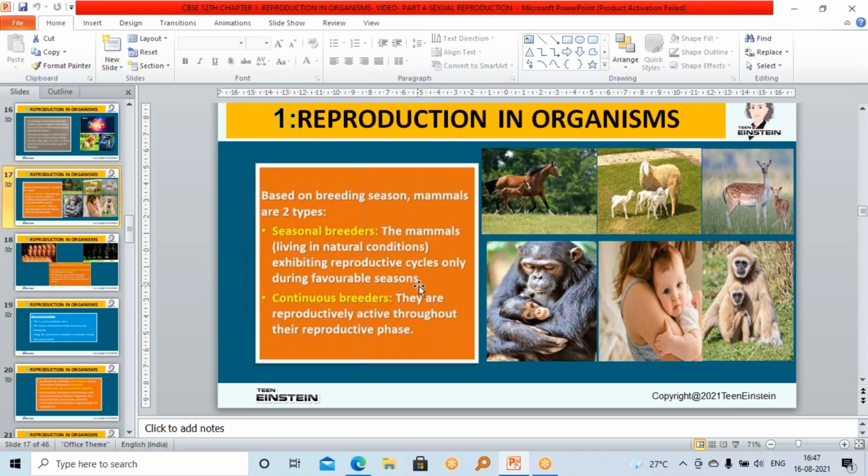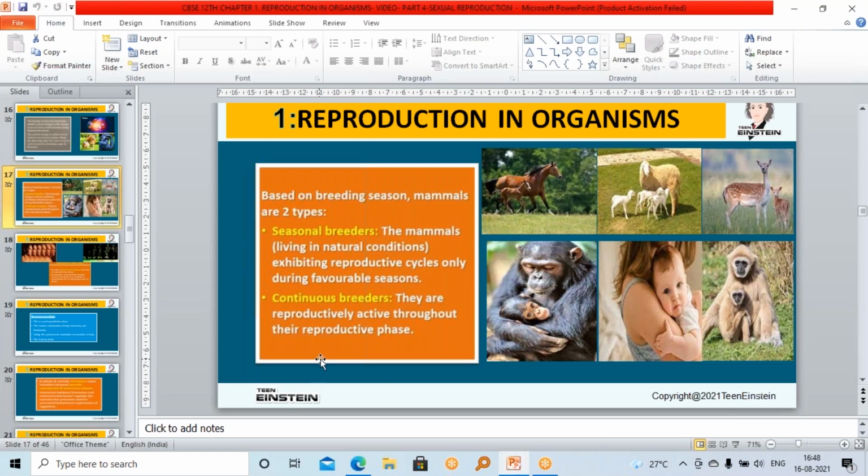The mammals which are exhibiting reproductive cycle only during favorable seasons or natural conditions. When the favorable season comes, only during that season or condition they will undergo breeding. Such mammals are called seasonal breeders. Seasonal breeders means they breed under natural conditions, when the favorable condition comes. You can see horse, sheep, deer and all; these are seasonal breeders, where natural breeding takes place.